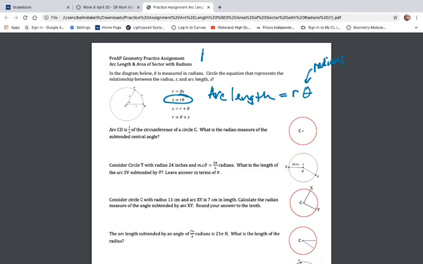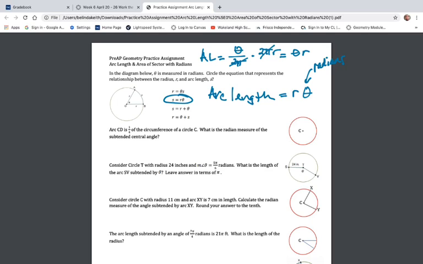Basically, you have the arc length equal to the angle divided by 2 pi. We're using 2 pi because that's a full circle. And you multiply it by the circumference, which is 2 pi r. The 2 pi's cancel, and you're left with theta r.